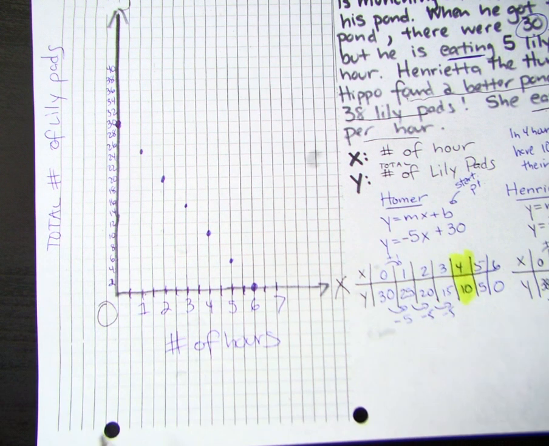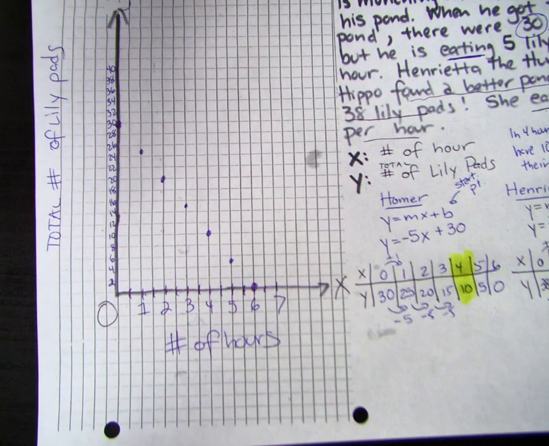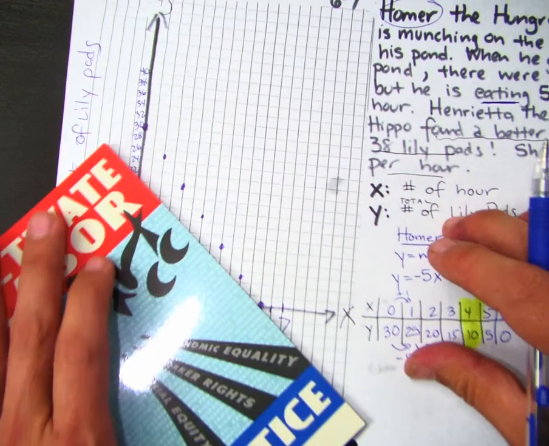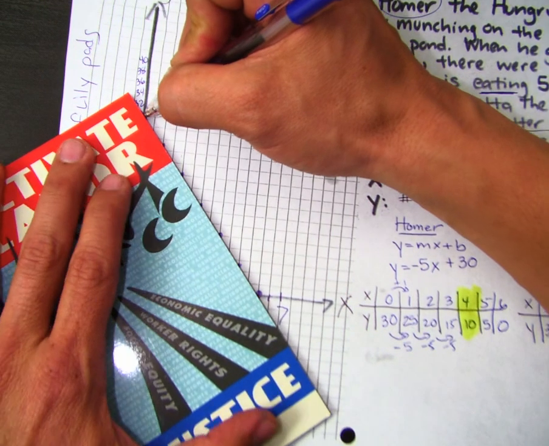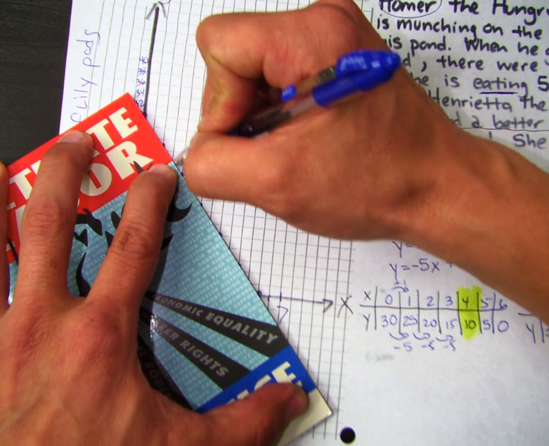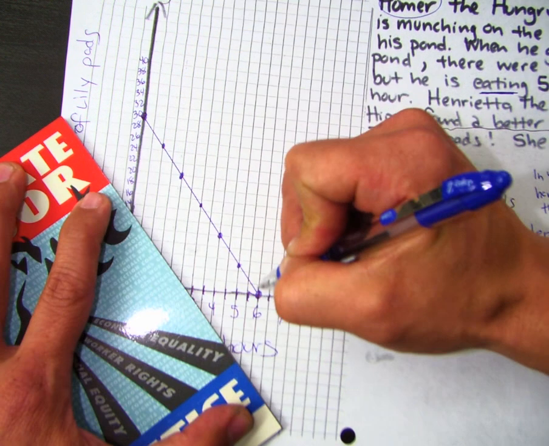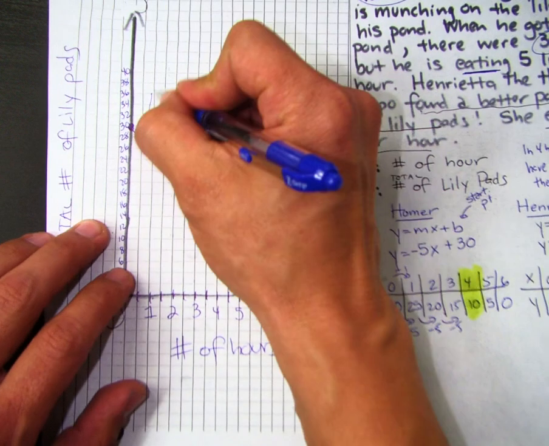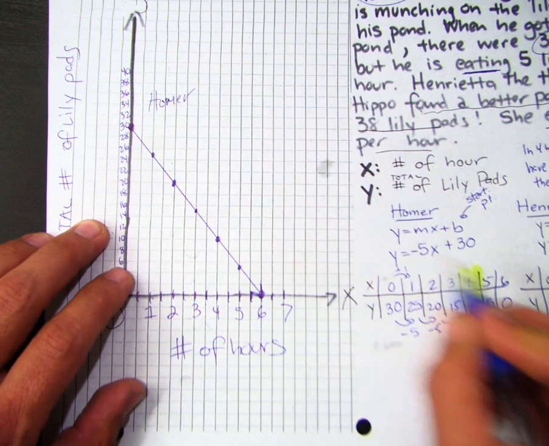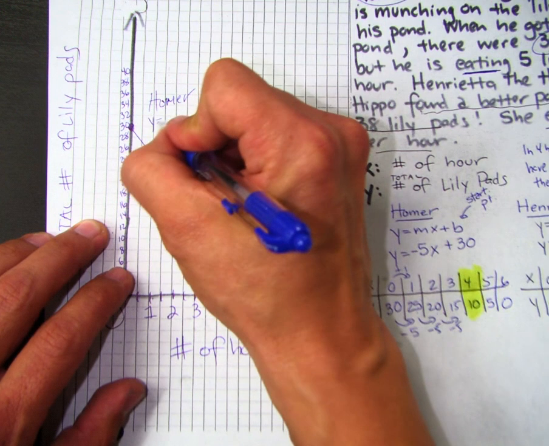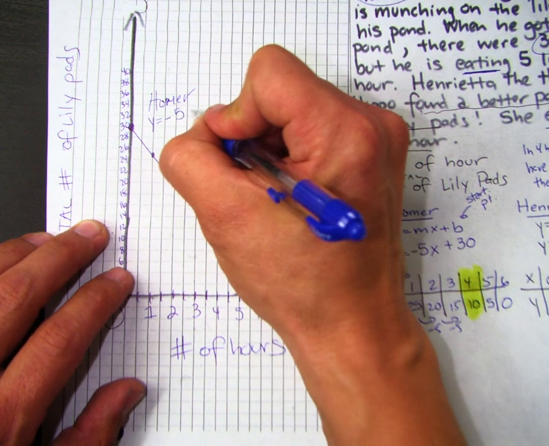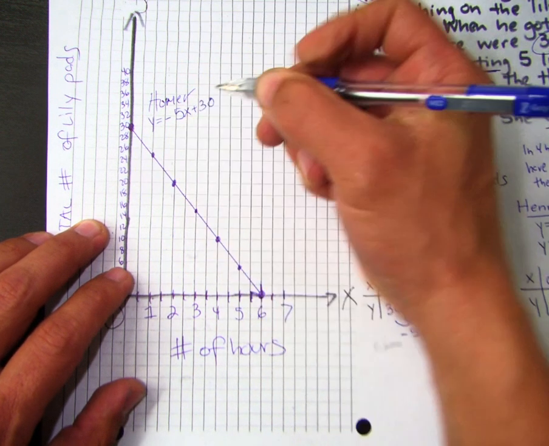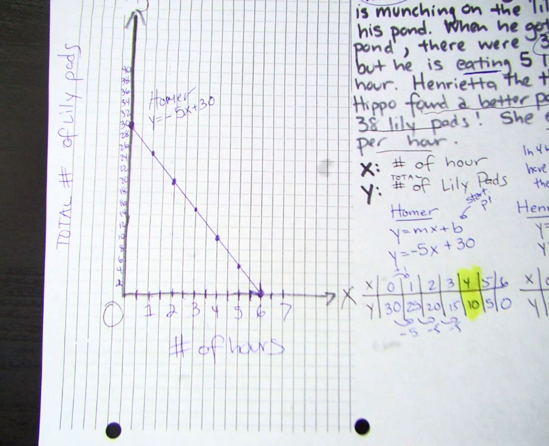So let's go ahead and draw that. Do I have a ruler? No, I don't have a ruler. But I have a little folder, so that's fine. So this is my blue. Right there, it's going down. Okay? And this one is Homer. So write Homer. And the equation is y equals negative 5x plus 30. There you go. Got it?